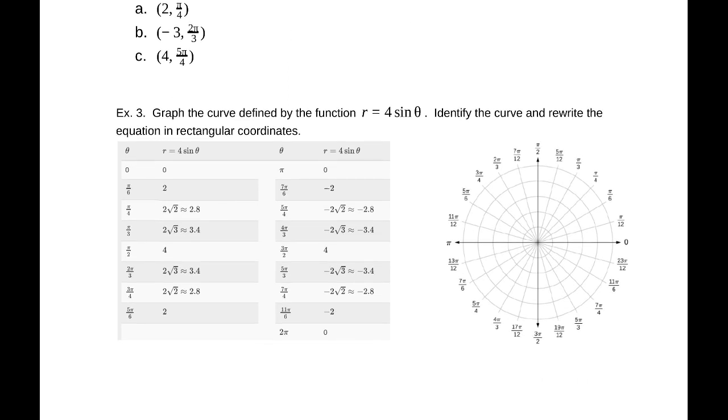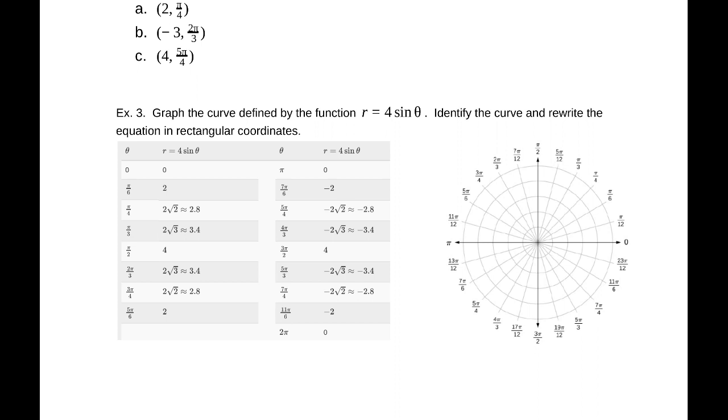All right, example 3, graph the curve defined by the function r equals 4 sine theta. Identify the curve, and then rewrite the equation in rectangular coordinates. All right, so to graph this, I'm just going to use this table of points. This is just taking various values of theta and evaluating. Okay, same way you would with x and y for our independent dependent. Here, our independent is theta, and our dependent is r, so we just do the exact same thing.